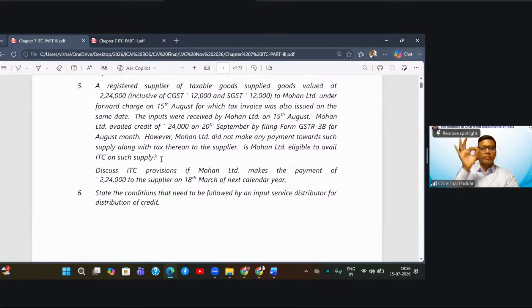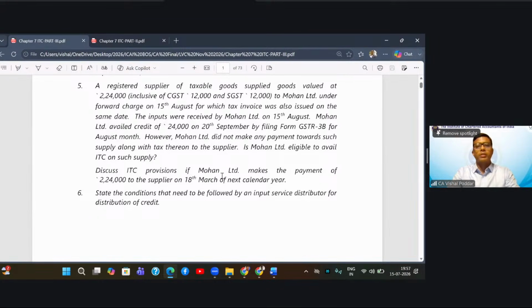What is the point? Firstly, for the month of August, when the return is filed in September, you will avail the ITC. So that 180-day rule will apply later. Firstly, in the month of purchase, you avail the ITC. Now, from the date of invoice, which is 15th August in our example, you will count 180 days. Till that 180 days, if payment is not done, then on the date when this 180 days end, so you can call it the 181st day, you will have to reverse this ITC of 24,000.